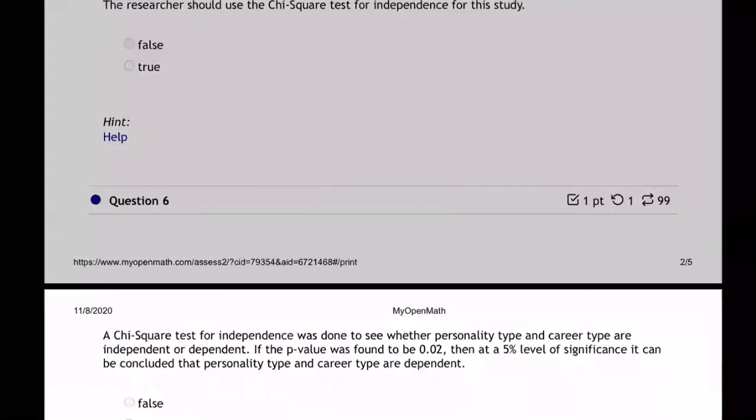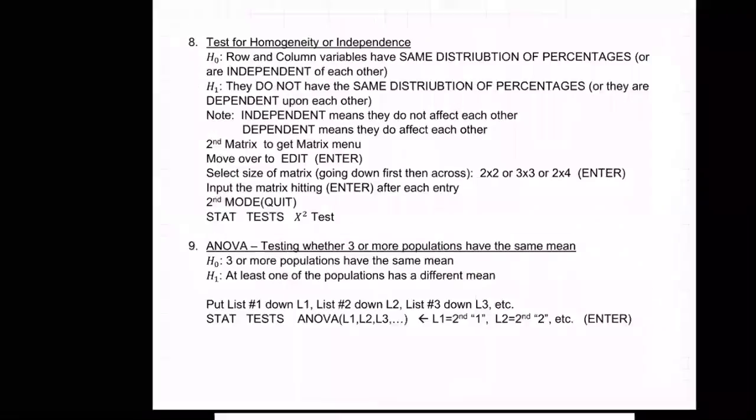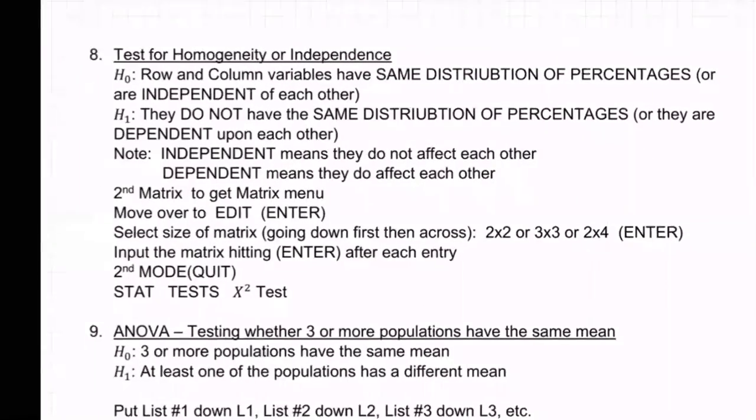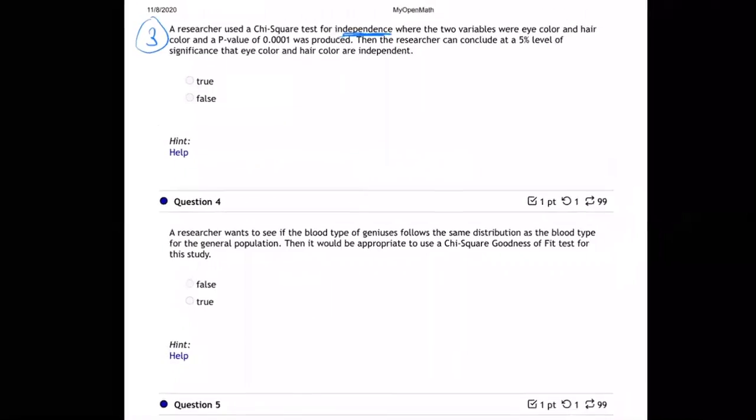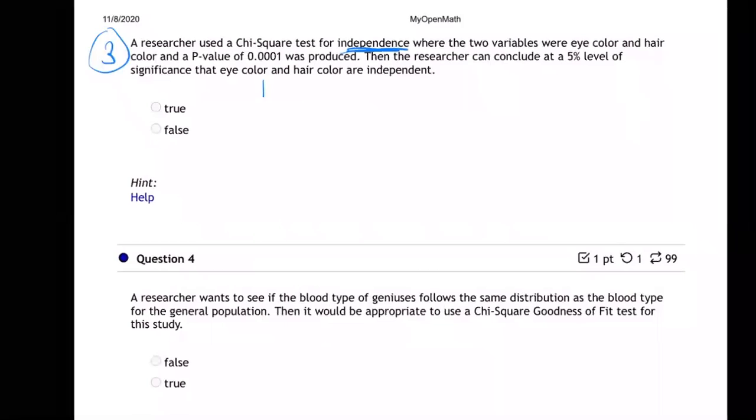Independence. So if you look at the notes, right up here, test for independence, here it is. Test for independence or homogeneity, either one. It says H0 is independent, H1 is dependent. So let's write that down. You just got to trace it on through. You got to write the H0 is independent, and H1 is dependent.